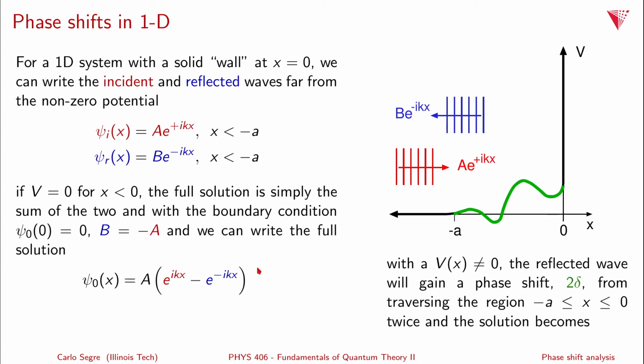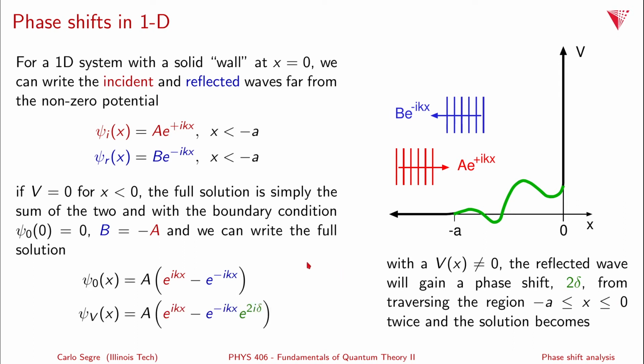If you have a non-zero potential, the reflected wave will gain a phase shift by passing through this region of non-zero potential. And then since it passes through it twice, going in and going out, it gains a phase shift of 2 delta, twice that phase shift of going through it once. So if we can calculate that phase shift, then we can calculate what the scattered wave is as it traverses the region from minus a to 0.